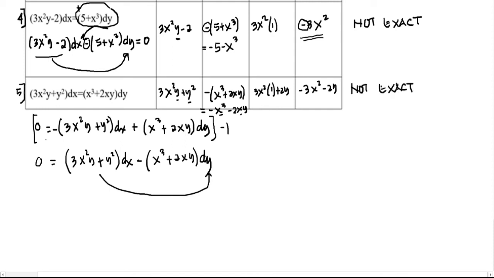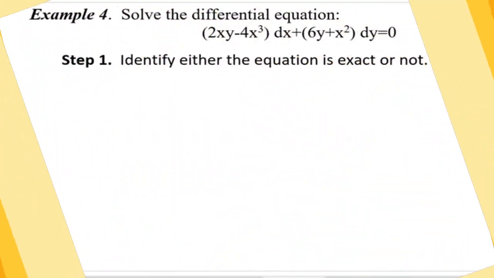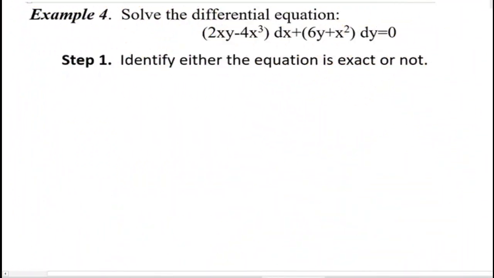By this time, I hope that you are already expert in identifying a differential equation, either an exact or not. So let us now proceed solving an exact differential equation. Example 4. Solve the differential equation (2xy minus 4x cubed) dx plus (6y plus x squared) dy equals 0.